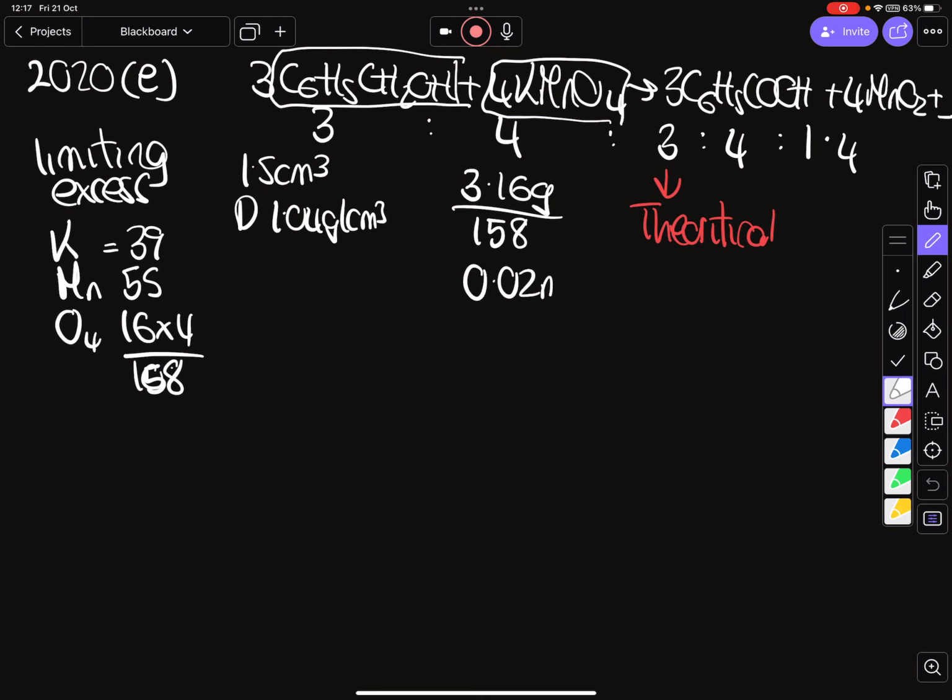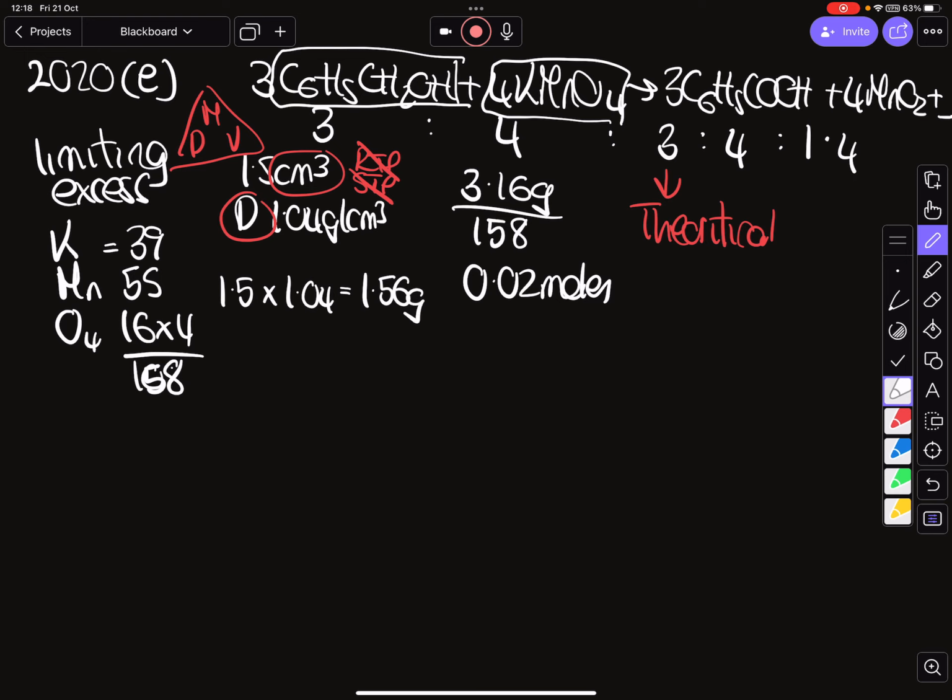and that's going to turn out at 0.02 moles. Over here with the phenylmethanol, I have centimeters cubed. There's no mention of RTP or STP, so there is no volume triangle, and the density here, as we keep saying, is hopefully making you think I need this triangle. So we are going 1.5 by 1.04, and when I do that, I get 1.56 grams of my phenylmethanol.